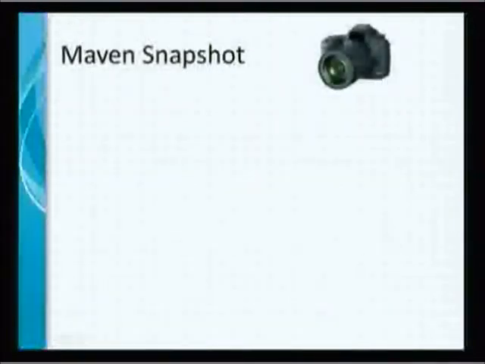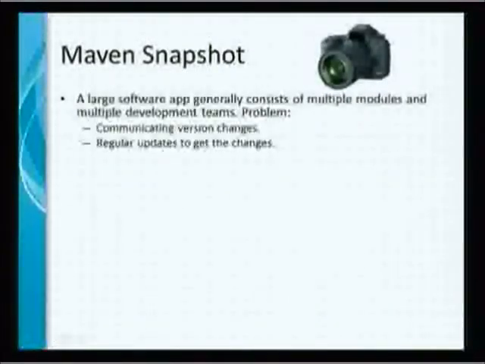OK, so let's take a look at what this Maven snapshot is. If you've got a large software application with multiple modules, multiple teams, there's always challenges communicating versions. It's like, well, I updated this, and I checked this in. Well, I now changed that. And then you send somebody a jar through email or something. It gets kind of hard to keep track of what's going on.